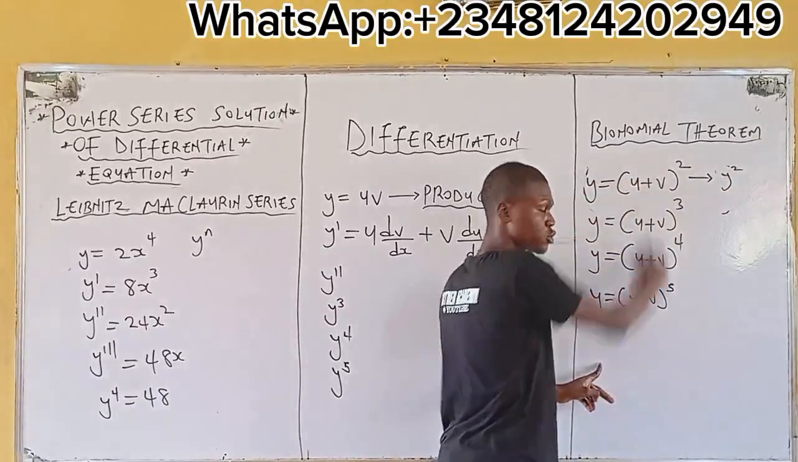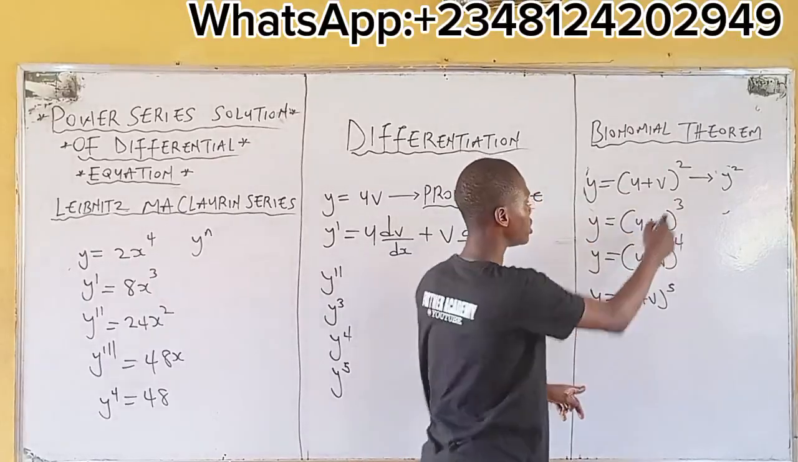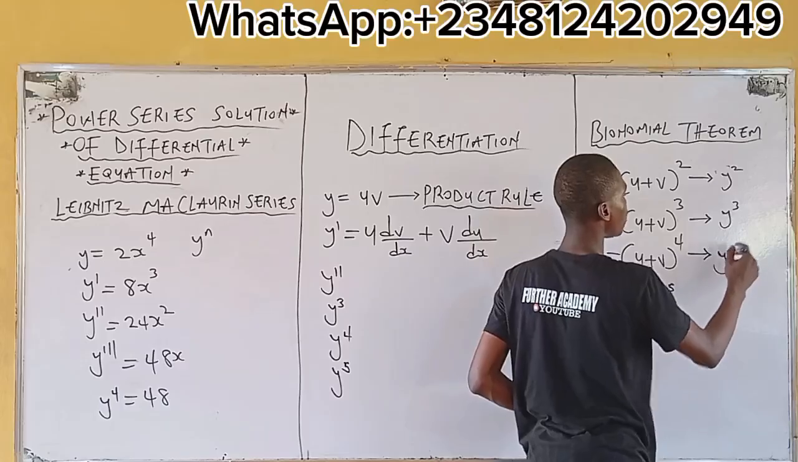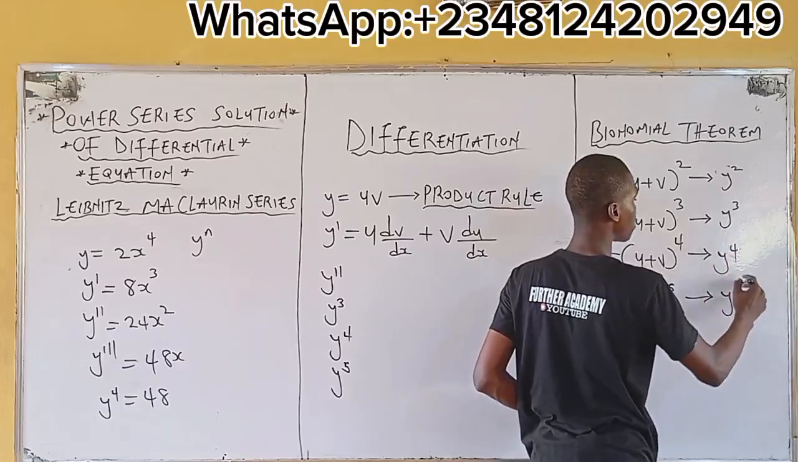So we can write this as y raised to the power of 2, right? From this function, we can have this other, what do we have? y raised to the power of 3. Next up, y raised to the power of 4. Then last, what do I have? y raised to the power of 5.